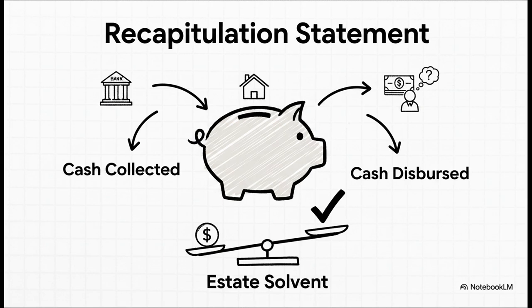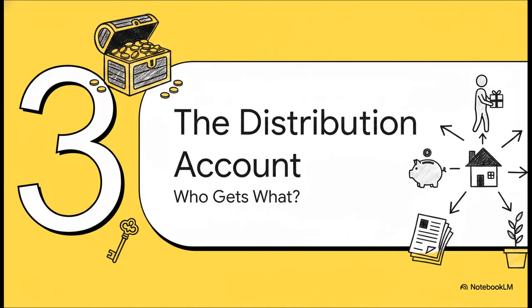Okay, next up, there's a section called the recapitulation statement. Honestly, the easiest way to think of this is like a quick cash flow check, almost like an executive summary. It just looks at the cash that came in versus the cash that went out to pay immediate bills. And the whole point? It's to prove right then and there that the estate is solvent, that it can actually pay its debts.